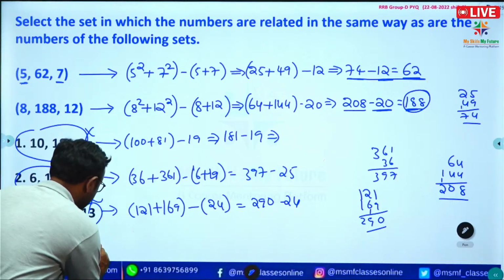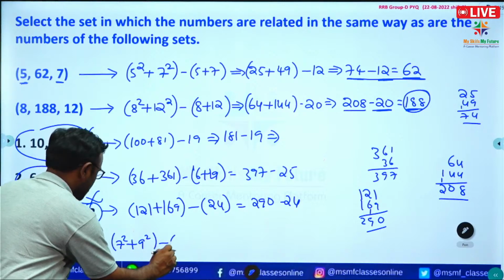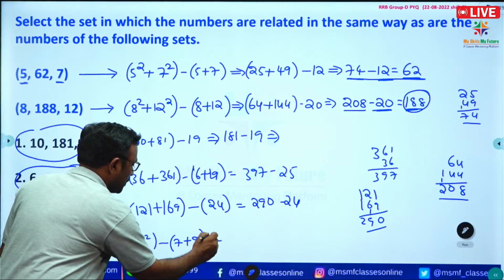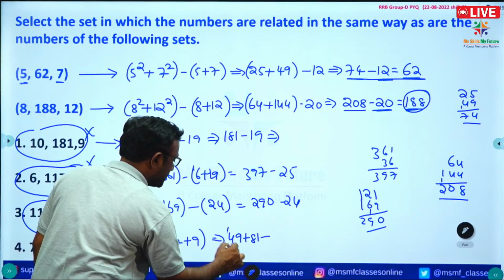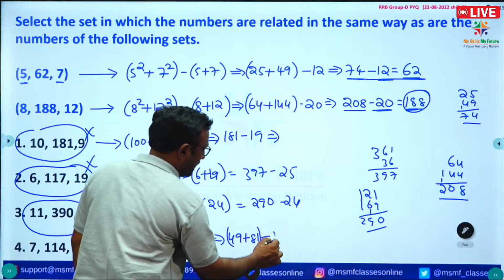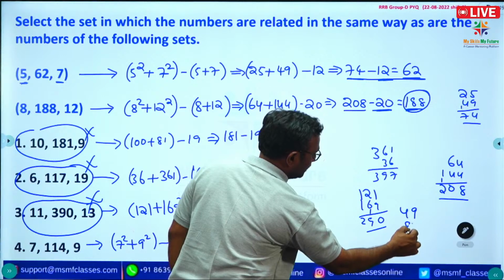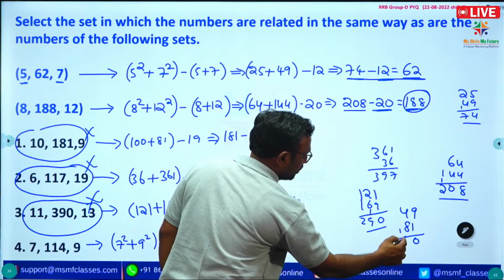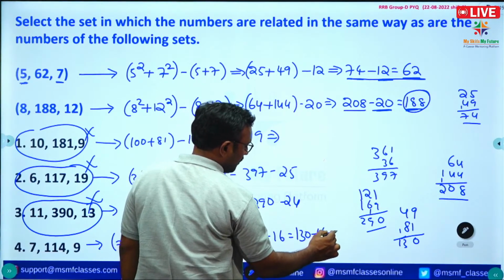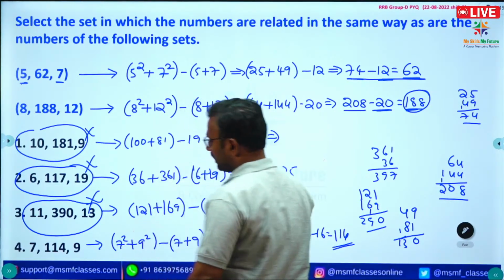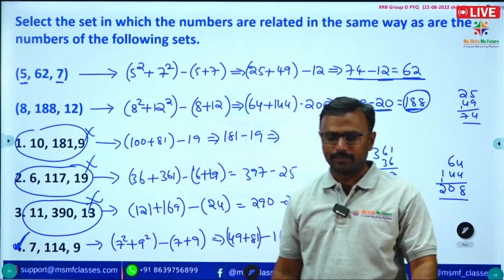7 square plus 9 square minus 7 plus 9. So 7 square 49 plus 9 square 81 minus 7 plus 9, 16. Okay, so 49 plus 81 we get 130. So 130 minus 16 we get 114. So we get 114. Yes, option 4 is correct. Option 4 is correct. Okay, right.